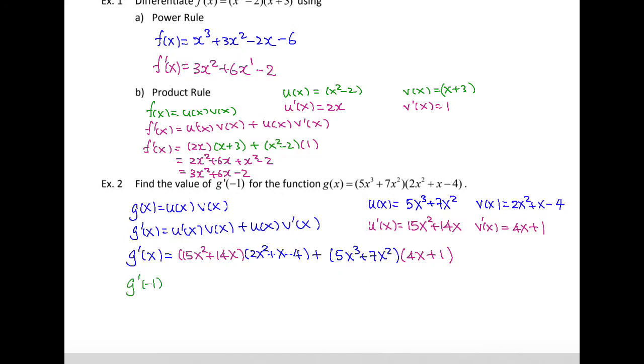So g prime at -1 will become (15 minus 14)(2 minus 1 minus 4), plus (-5 plus 7) times (-4 plus 1). That simplified it will become 1 times -3 plus 2 times -3, which is -3 minus 6, which is -9.